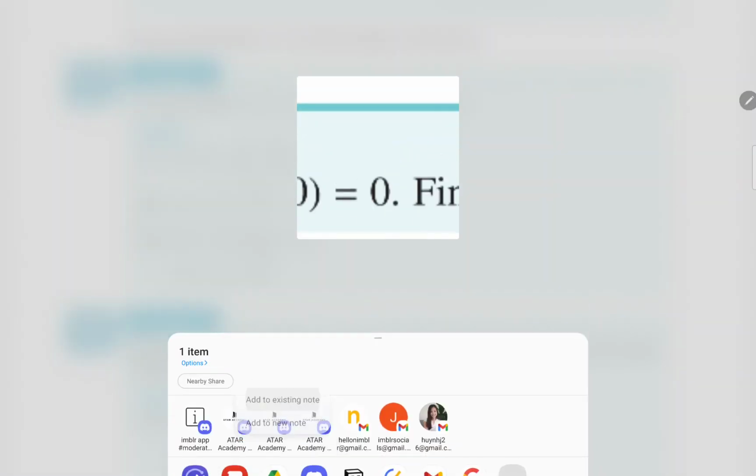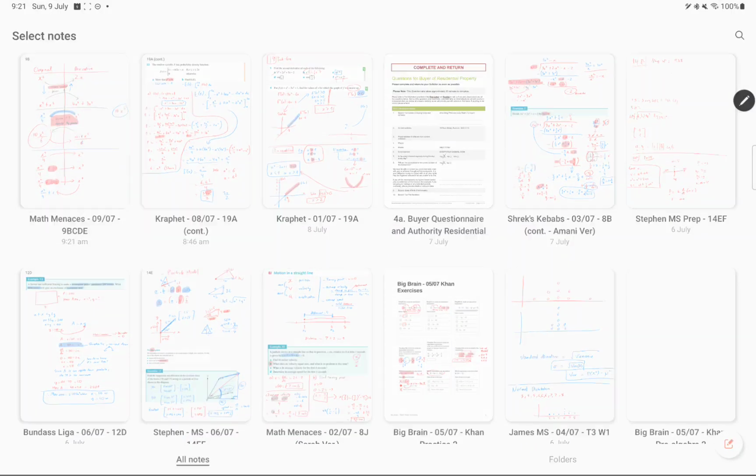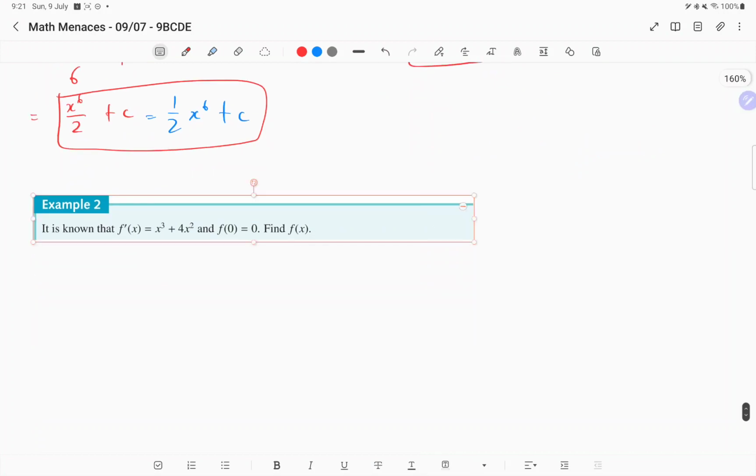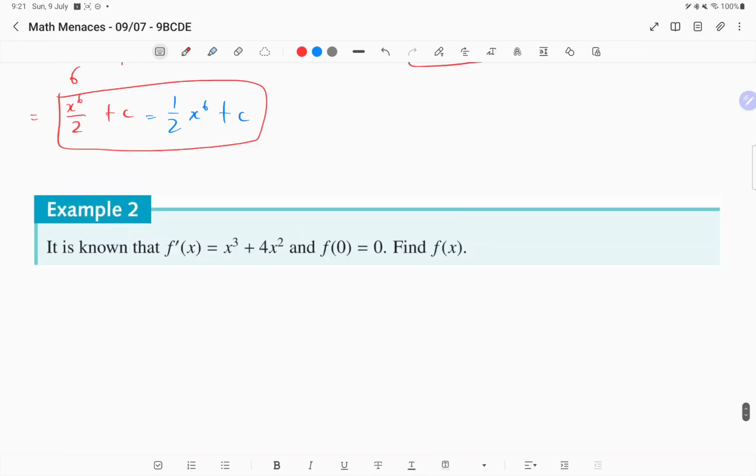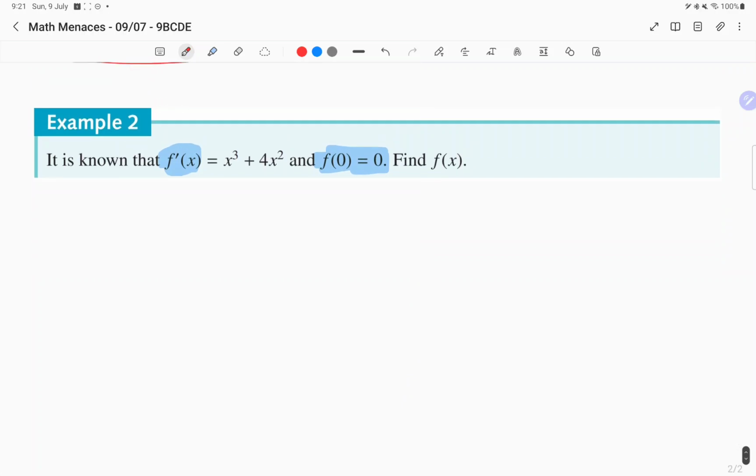So this example, I didn't include it in your sheets because I was just going to go through it once and you get the idea straight away. It's not that hard. But this example, it is known that f dash equals this, and then f of 0 equals 0. Find f of x. So this one is a little bit different. This is example 2. Have a look, guys. f dash x equals that equation. So once again, we're given the derivative.